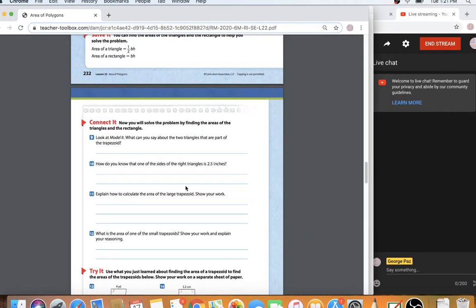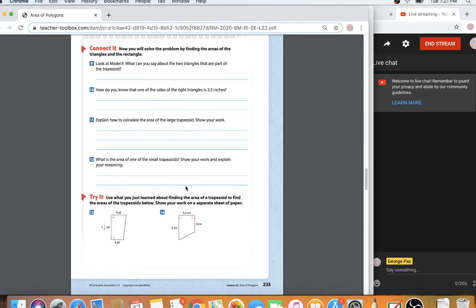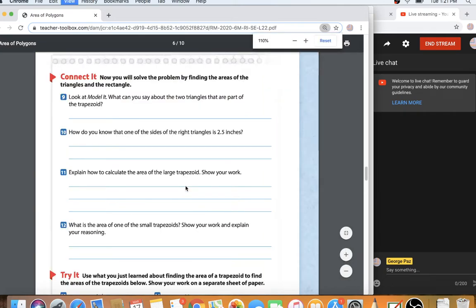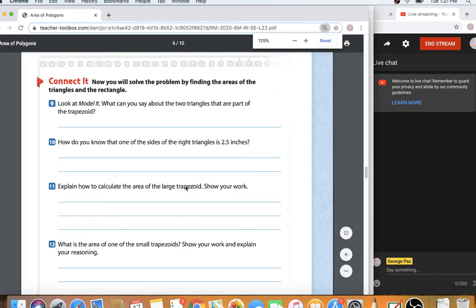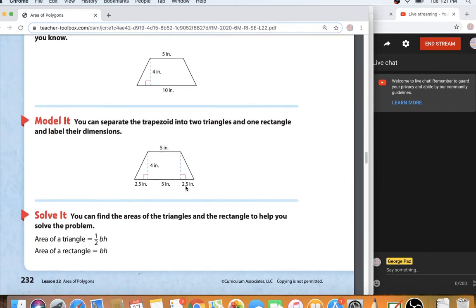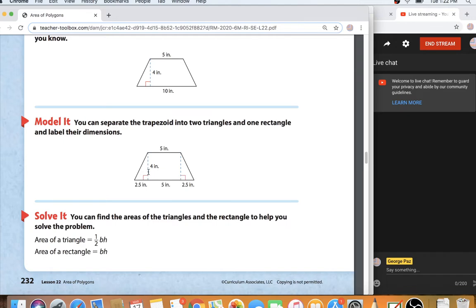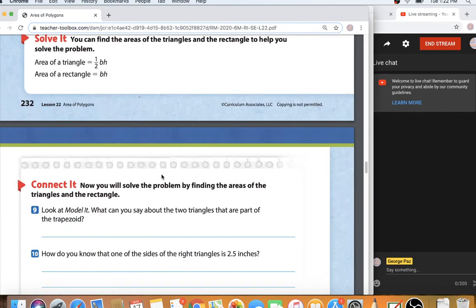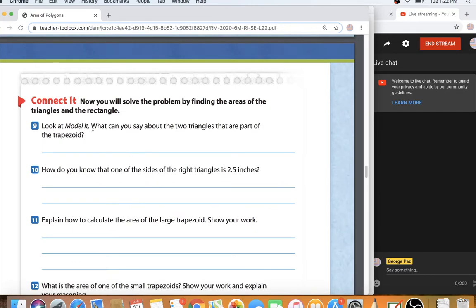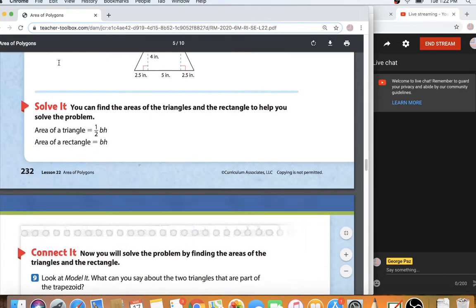For this one, we're going to go over page 233 for day number 2. So this page. Let's go to the first question, number 9. We're going to be using our figure from page 232 that is separated for us on this side. Number 9 says, look at the model right here.